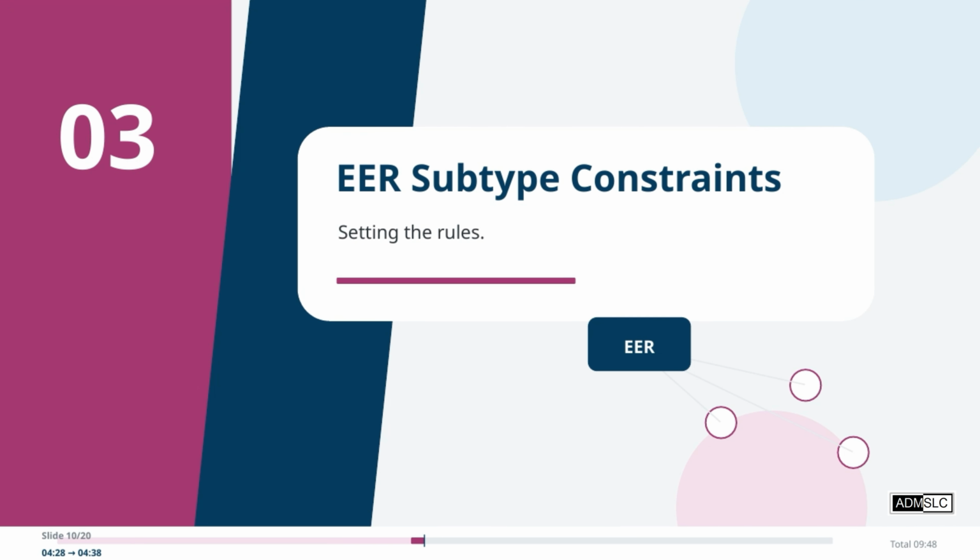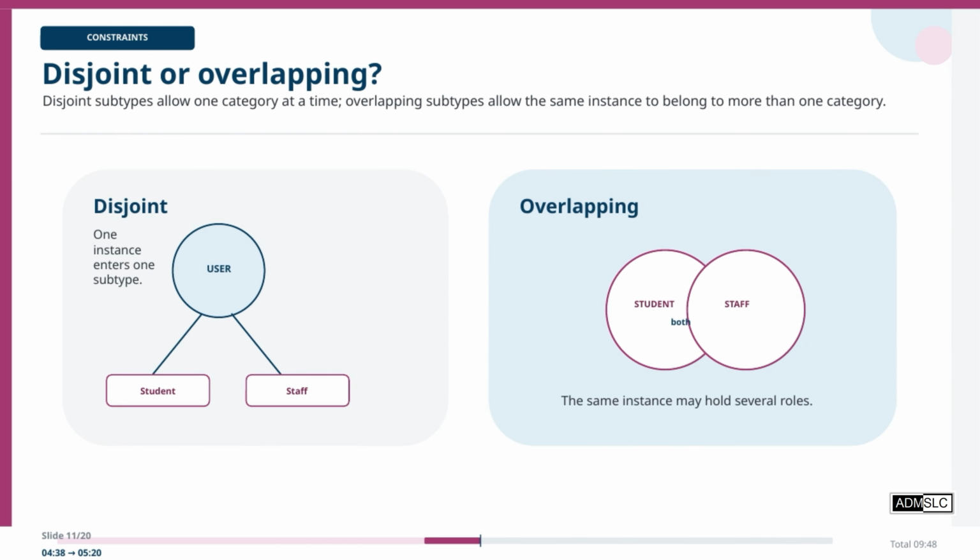Moving right along to section 3, mastering EER subtype constraints. Once you have supertypes and subtypes, you need to establish the rules of the road. So let's break down the first vital set of specialization constraints, disjoint versus overlap.